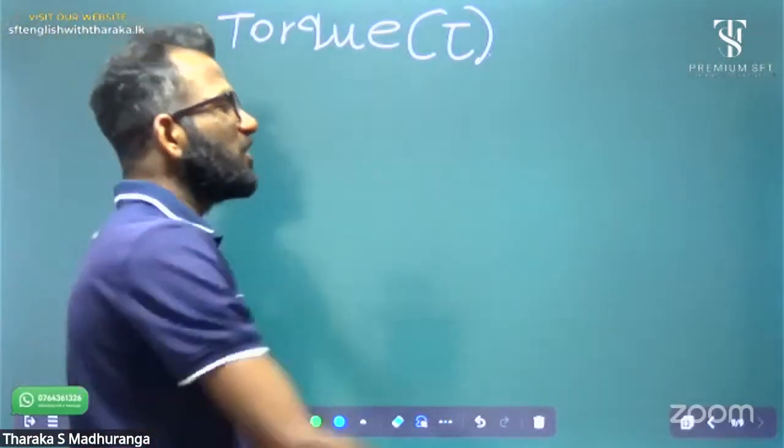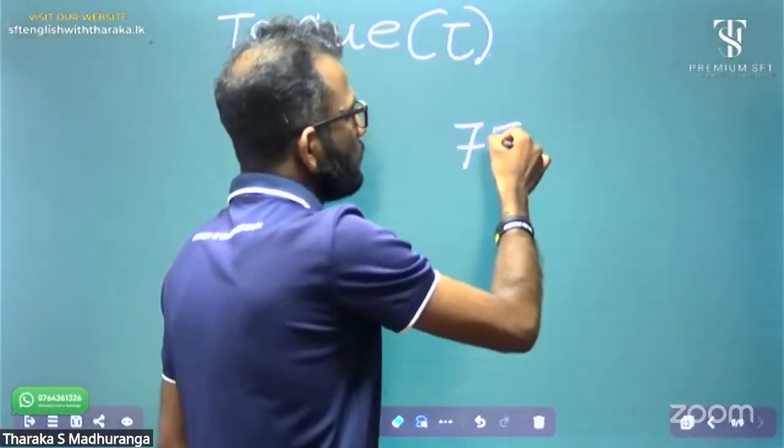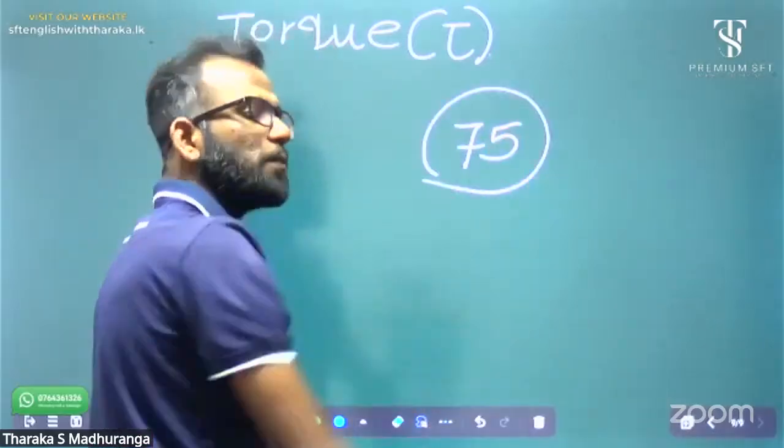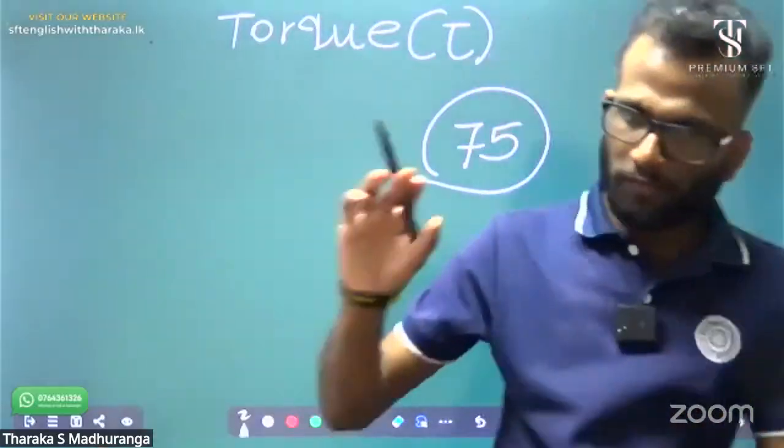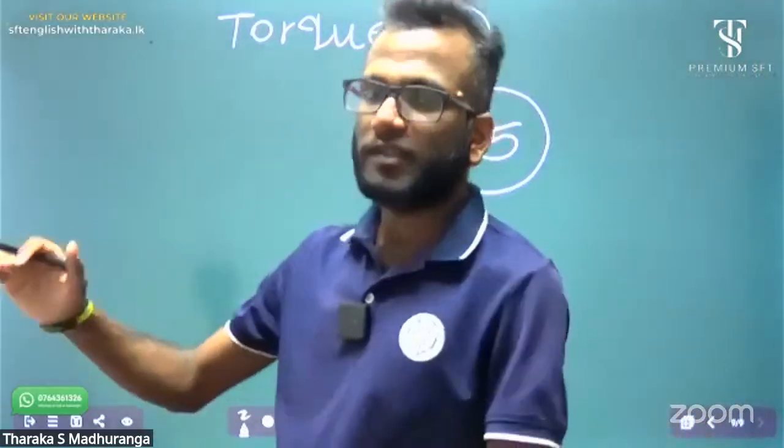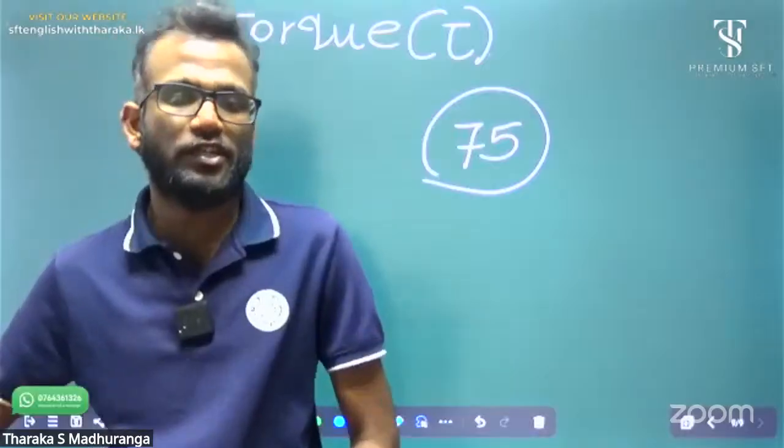Don't try to get 75. If you want an A pass, 75 is not enough. For safety, you can easily get a maximum of around 90.